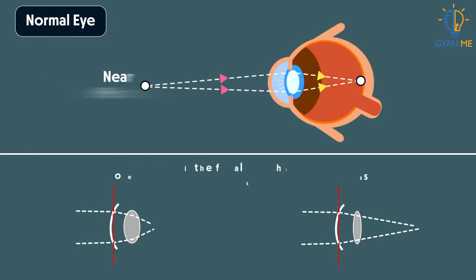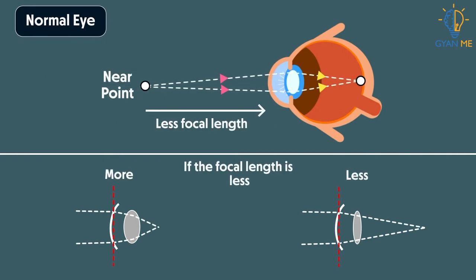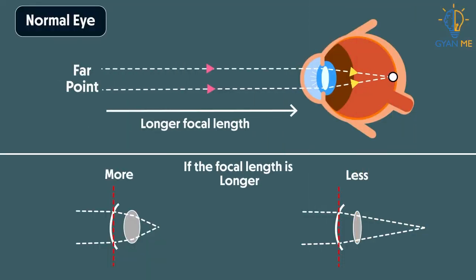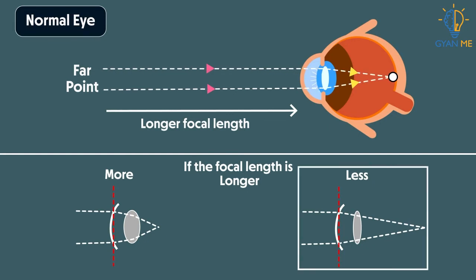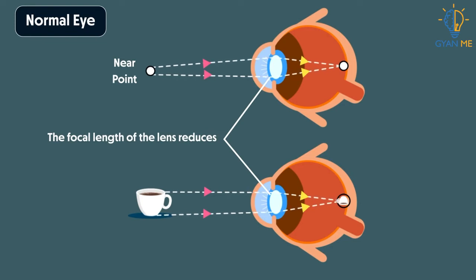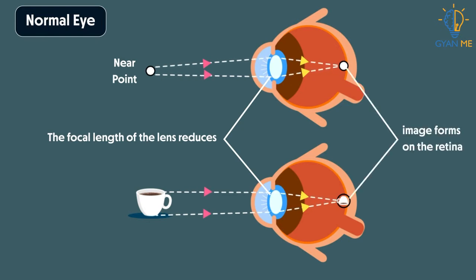We know that if the focal length of the lens is less, then its power to bend the light, that is, its ability to converge rays, is greater. And if the focal length is longer, then its power to bend light or its converging ability is less. On the same principle, when we see anything close to our eyes, the focal length of the lens reduces, so that the light rays are converged more and more and the image forms on the retina.